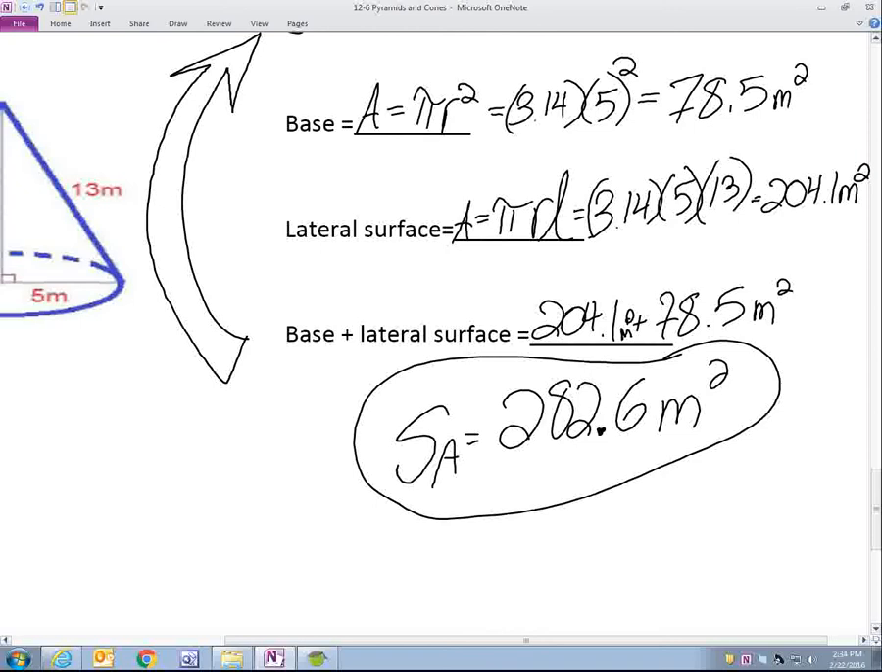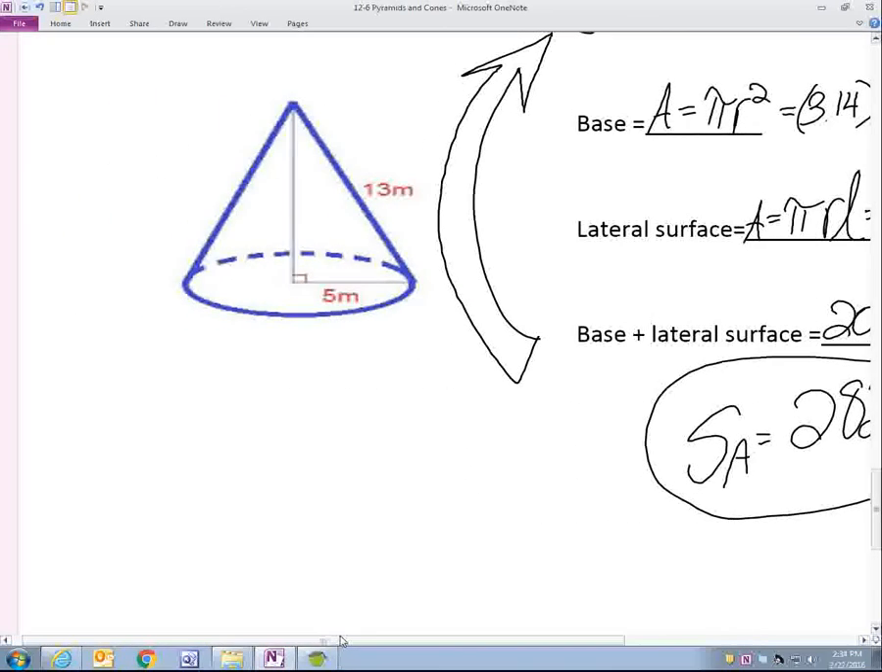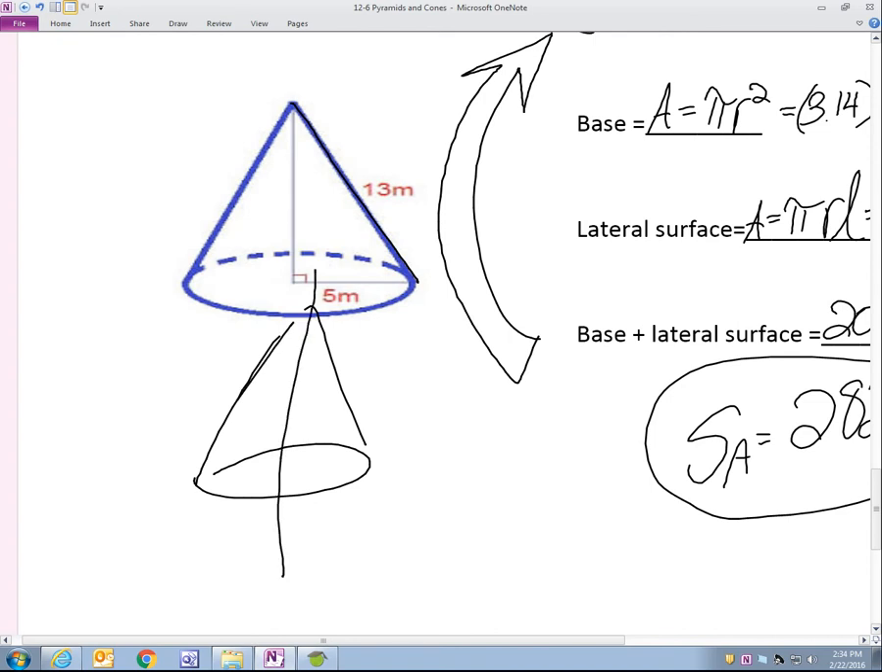What is the lateral surface? The lateral surface is the length of this side. So if you were to chop a cone in half, just imagine a megaphone like that. If you were to chop it in half, right through the middle, it's how long it is on the side. So it's that length.